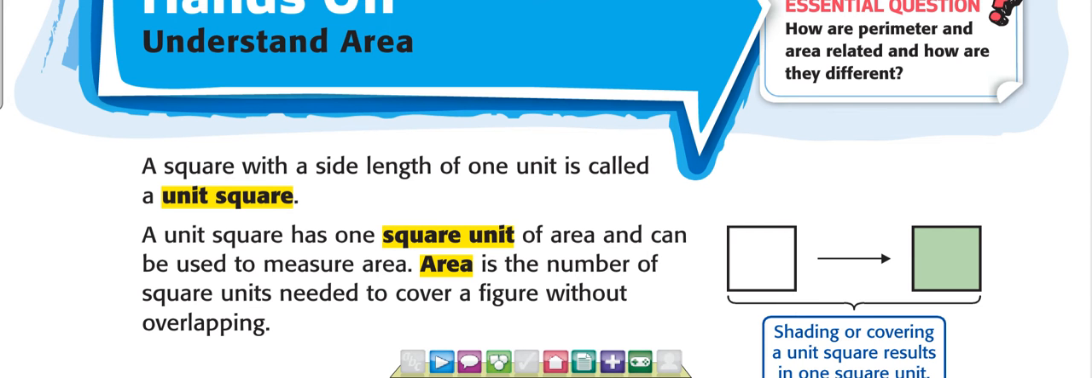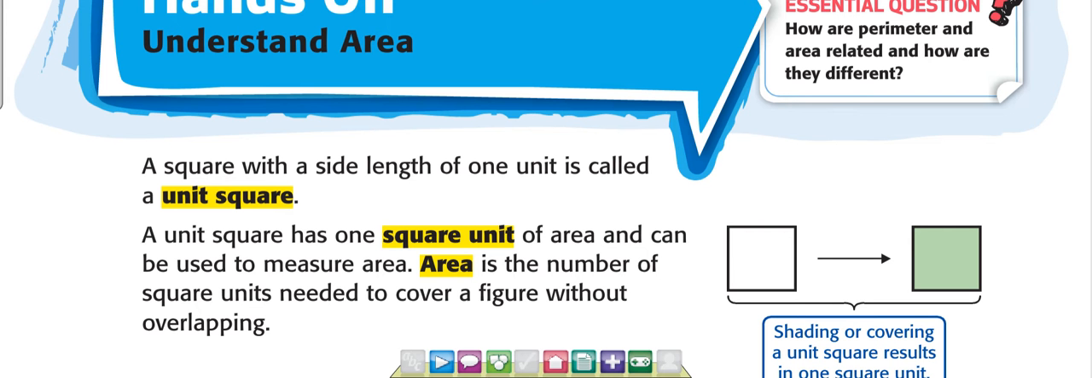Okay, this is chapter 13, lesson 3. We're talking about area. Yesterday and Monday we talked about perimeter. Perimeter is the distance around a shape. The area is the inside of the shape.